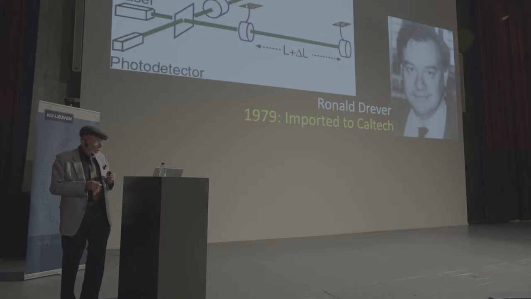So we imported Ron Drever to Caltech in 1979 to lead an experimental effort, hand-in-hand with my theory group, to work in collaboration with Ray Weiss at MIT. And thus began a 40-year effort of intense work from about 1975, roughly, when Ron started building interferometers himself, 3 years after Ray started, until we ultimately had success.